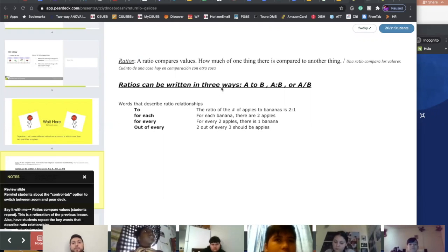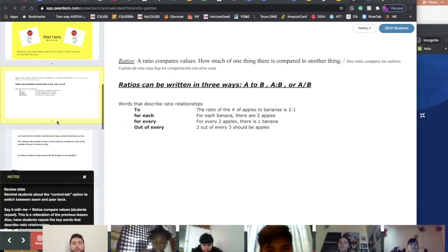So these ratios can be written in three ways: A to B, A colon B, which is the same thing as saying A to B, or A slash B, which is a fraction, in which you can also say A to B. Words that describe these ratio relationships: the word to, the word for each, for every, and out of every. This is a review from yesterday. We're going to move forward now.